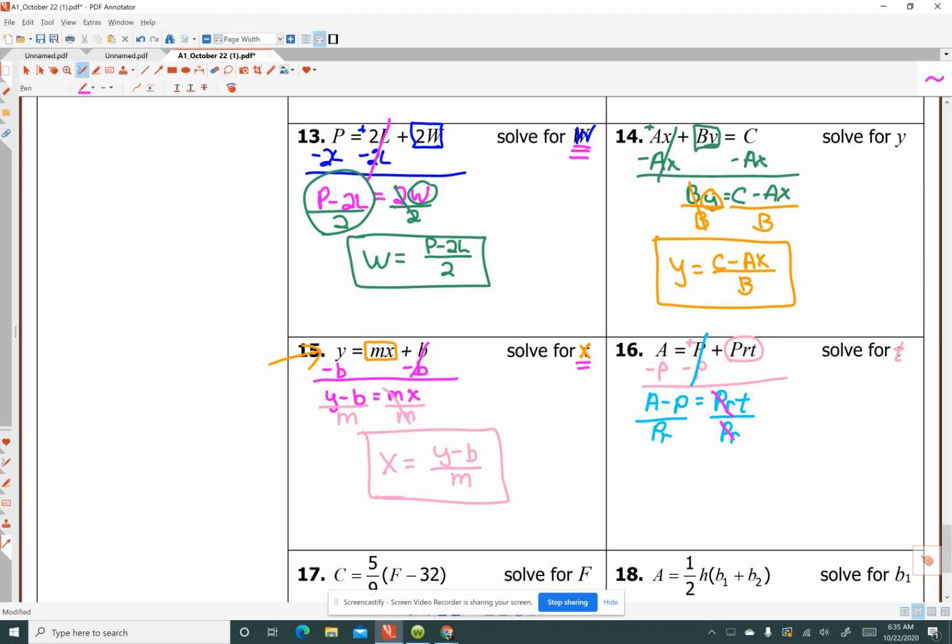And that cancels these. Now I've got my T isolated, and I'm done. T equals all of this, A minus P divided by PR. And that's the final answer.